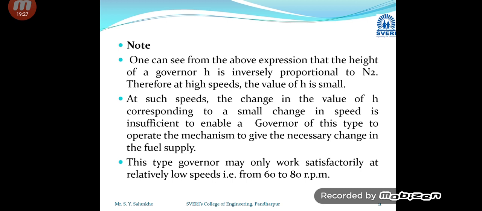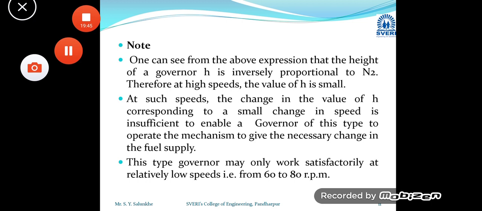Hence these types of governors have some limitations. These governors can be used only for very slow speeds, that is 60 to 80 rpm. You know that the engines developed in the 18th century or at the start of the 19th century had only low speeds up to 180 rpm, and for that purpose this type of governor was used. Now this is all for the Watt governor. We have the final equation as h is equal to 895 divided by N square.